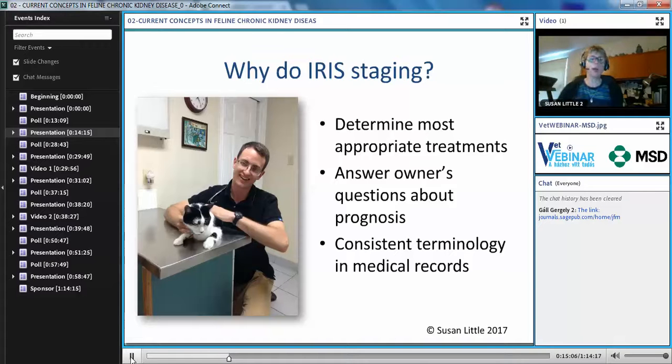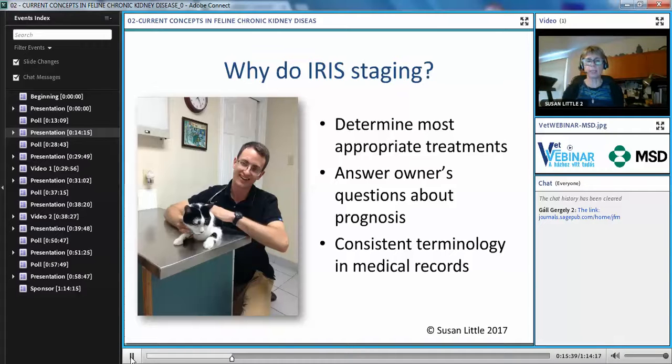So why do we care about doing IRIS staging in our patients? Well, there are, I think, at least three good reasons why we should all be thinking about doing IRIS staging. And I want to remind you that the IRIS system isn't a diagnosis system. It's what you do after you make the diagnosis of chronic kidney disease to help you with monitoring and then determining the most appropriate treatment. So it's not a diagnostic system, but it's a staging system to help you determine the most appropriate treatment.